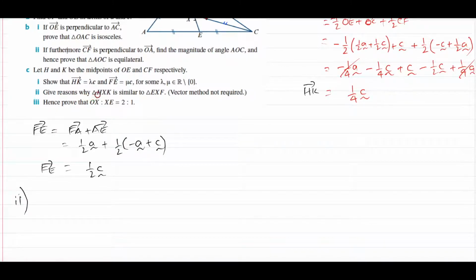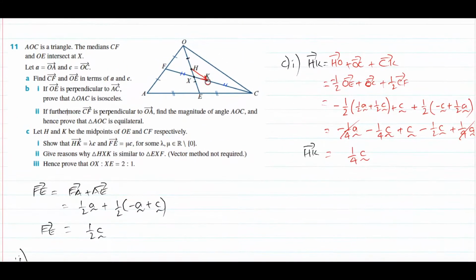Give reasons why triangle HXK, so this triangle right here, I'll put in red, HXK, this small triangle, is similar to triangle EXF, so the slightly bigger triangle right there, this blue triangle. Why? We need to prove or show that these two triangles are similar. Vector method is not required. Okay, so we can use geometry in this case.